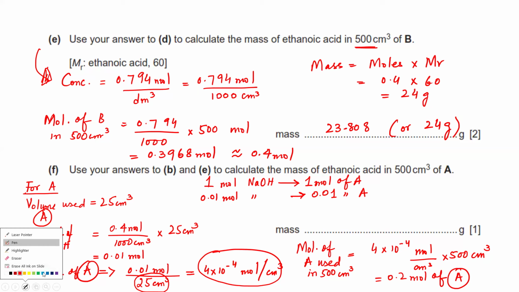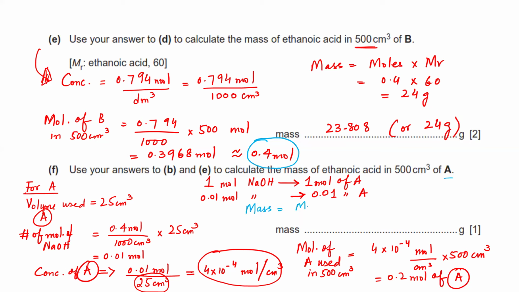Let me change the color. So here what we see is that with ethanoic acid B, or vinegar B, we are using this, and with vinegar A, we are using this many moles. So mass is equal to Mr multiplied by number of moles, that is 60 multiplied by 0.2, which comes out to be 12 grams. So the answer will be 12 grams. This is how you will be solving this question.